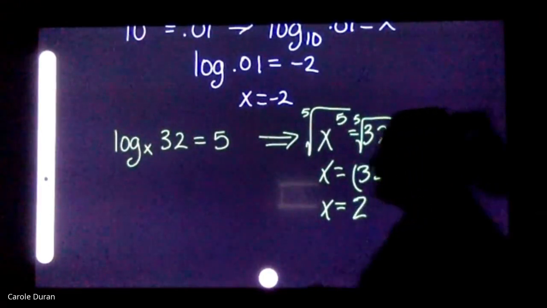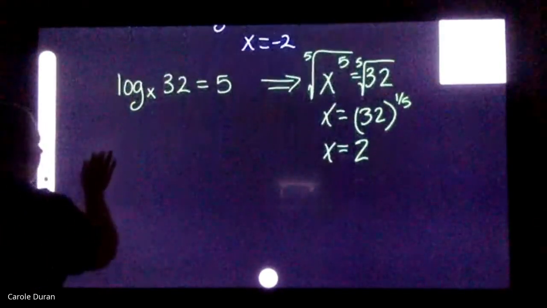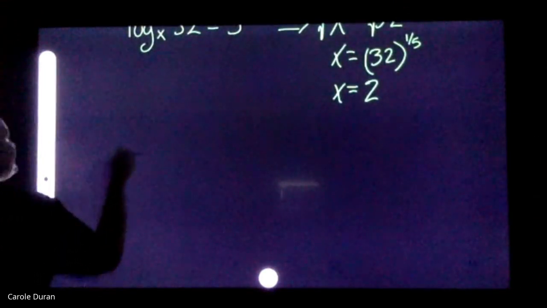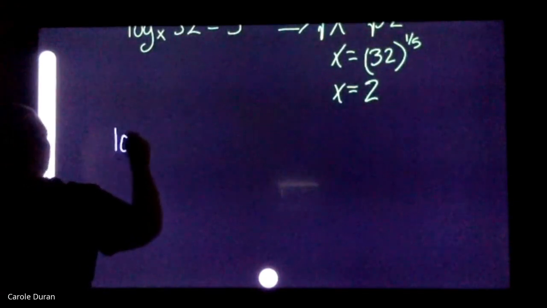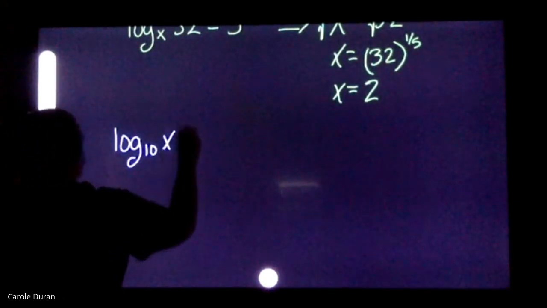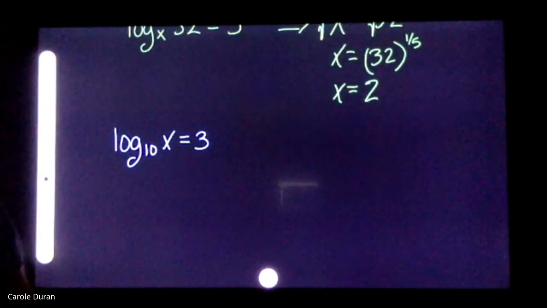We're going to do one more, and then we'll move on to the next piece. So the last one I would like for us to do is I want you to rewrite this one on your own and then solve it. So we have log base 10 of x equals 3. I would like for you to rewrite this as an exponential problem and then solve it.